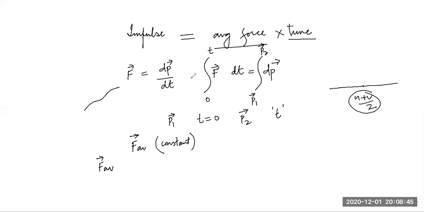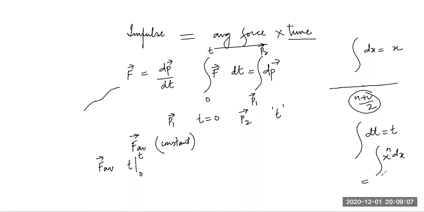See, integration of dt is t, right? t in limit 0 to t. Very simple. You know this, na? Integral dx is equal to x, obviously with some constant of integration also. Similarly, integral dt is equal to t. Integral x raised to power n dx is equal to x raised to power n plus 1 divided by n plus 1, plus some constant of integration. But when the limit is there, the constant of integration cancels out, is equal to p vector, then limit p1 to p2, right?